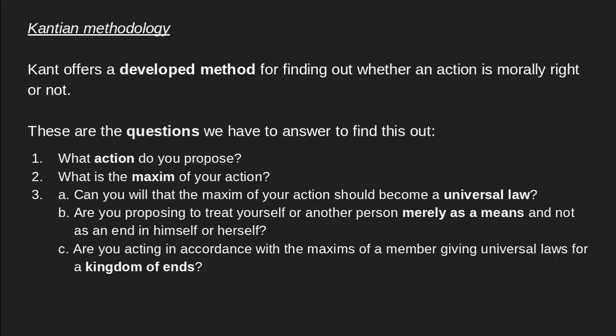First part, can you will that the maxim of your action should become a universal law? And this refers to the first formulation of the categorical imperative, the universal law formulation. The second aspect, are you proposing to treat yourself or another person merely as a means and not as an end in himself or herself, the second formulation of the categorical imperative? And the third aspect, are you acting in accordance with the maxims of a member giving universal laws for a kingdom of ends? And we referred to this formulation at the beginning of our presentation. So you have to answer these questions to find out whether an act is morally right or wrong.